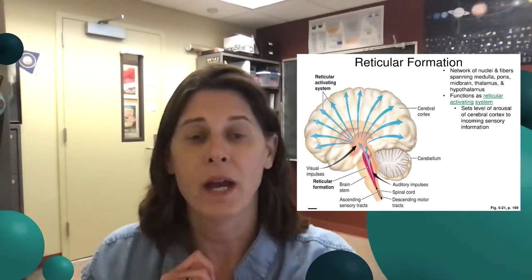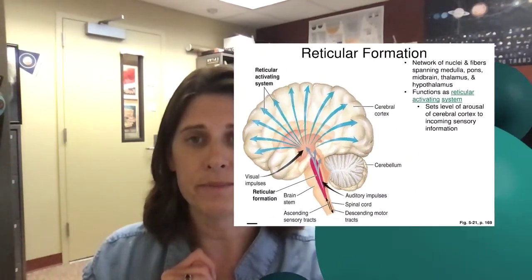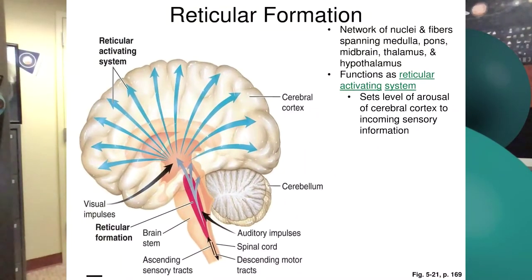All righty. The reticular formation. So this is referred to as part of what stimulates the reticular activating system. What the reticular formation itself is, is a series of nerve cell bodies, the nuclei and their fibers, their axons, that span throughout the medulla and the pons, and they actually span up through the midbrain to the thalamus and the hypothalamus. Okay, so it's this widespread network.